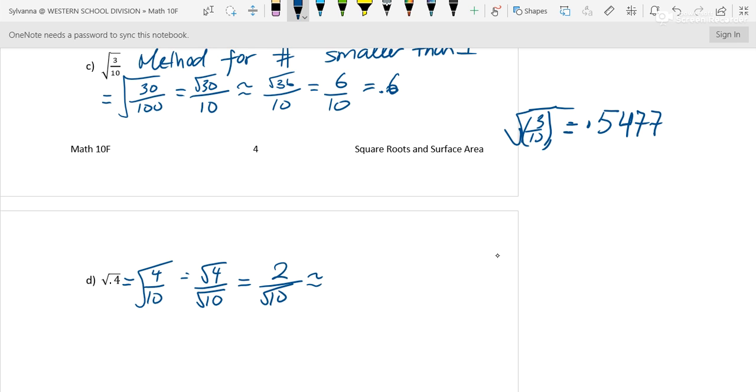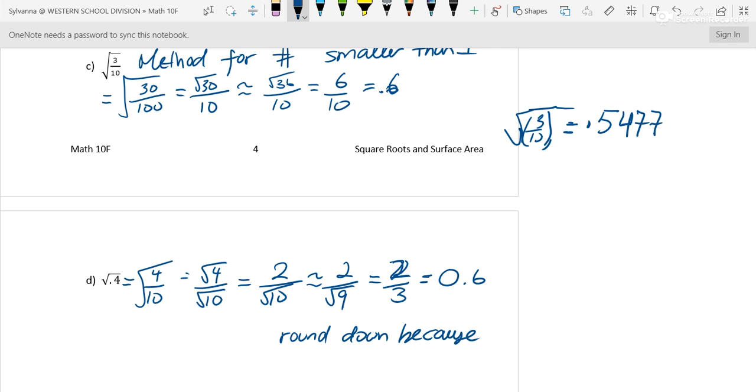Well, this is pretty close to root 9, no? Because I know what the root of 9 is. That's 3. And I know that's technically 0.6 repeating, but I'm just going to say maybe a better approximation would be 0.6. Why? We want to round down because the root of 9 is smaller than the root of 10.